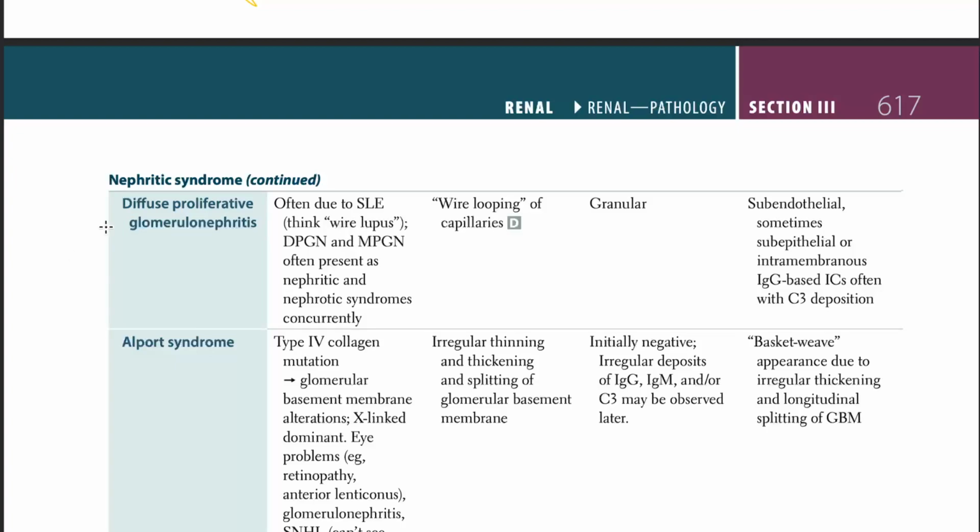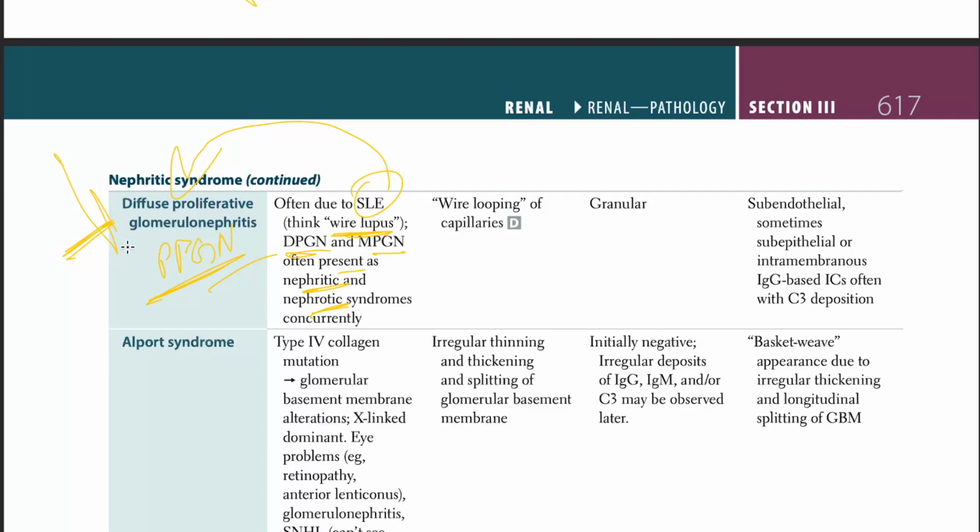All right, let's start with diffuse proliferative glomerulonephritis, DPGN. It is often due to SLE, so SLE patients are more likely to have a diffuse proliferative glomerulonephritis. That's why lupus. Okay, so DPGN and membranoproliferative glomerulonephritis often present with nephritic and nephrotic syndrome.